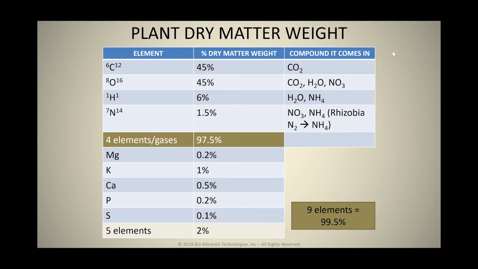Hydrogen is 6%. Again, you get it from rain, and you get it from ammonium. Plants take up nitrogen, 1%. It can come from a nitrate, it can come from ammonium. So the rhizobium that you have for your legumes, whether it's alfalfa, a pea, lentils, soybeans, the biology is able to take nitrogen gas out of the air and fix it into ammonium for plants.